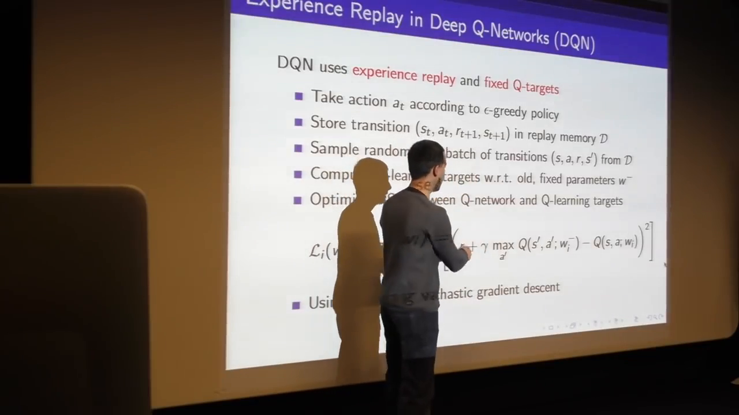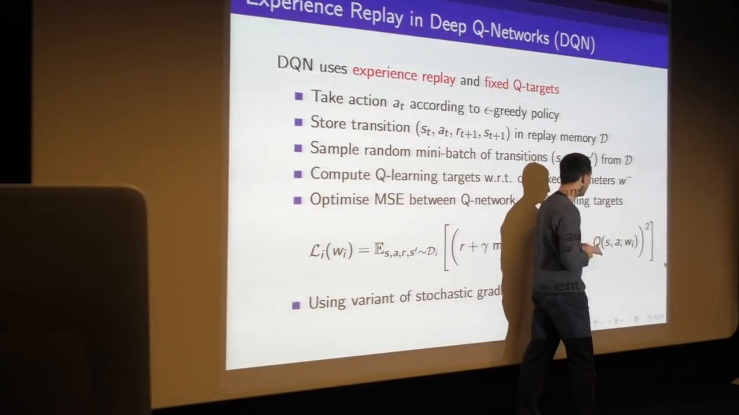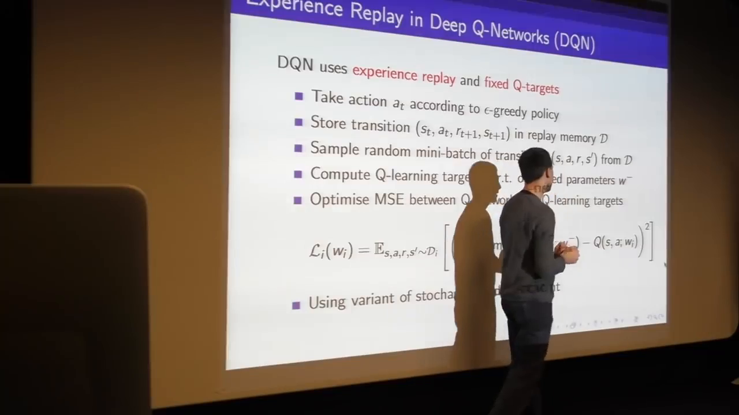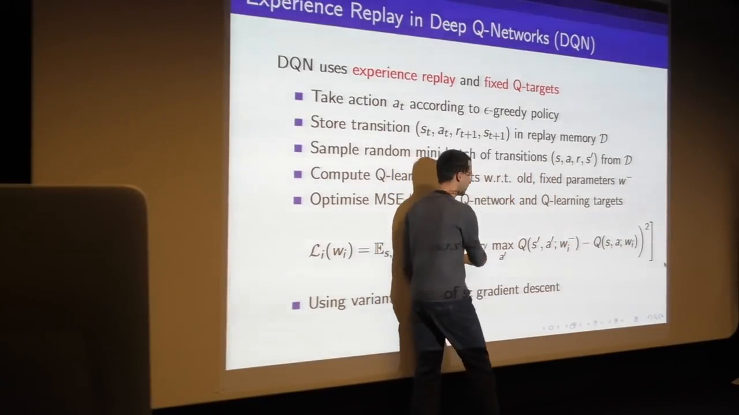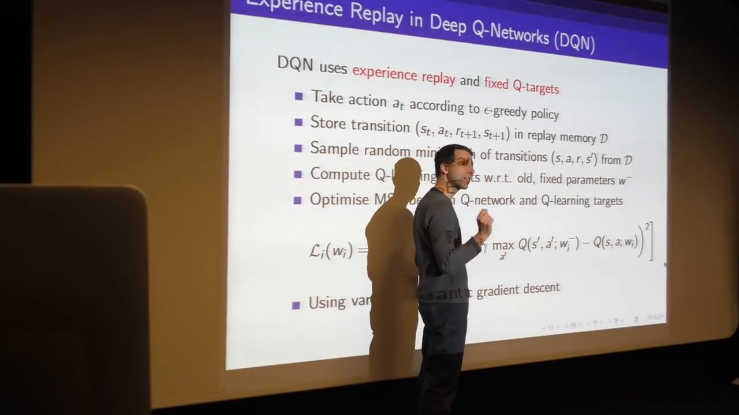So we're looking at the error between what we thought would happen according to our Q network, which is our function approximator. We plug in the error between that and the reward plus the maximization over the actions that we might do next. So this is just like in Q learning.